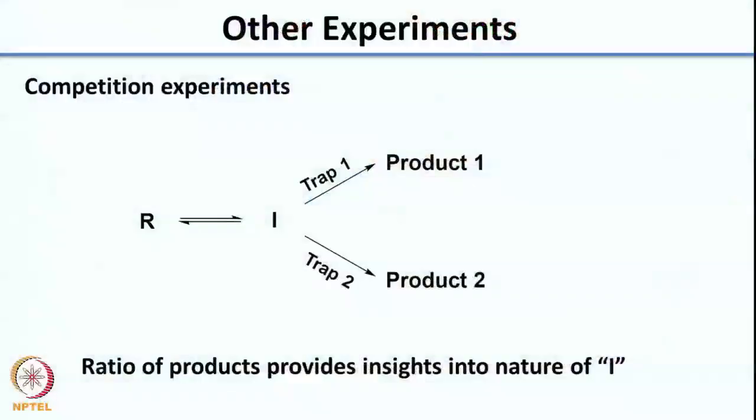Now, there are other experiments that one can do to gain insight into the nature of the intermediate. One such experiment is the competition experiment. The competition experiment is a slight extension of what we have studied so far with trapping reagents. Just as the name suggests, competition means you have something competing with the other. In this case, you have a reactant which forms the intermediate, and you add two traps. So now you have a competition between trap 1 and trap 2 to form two products. Depending on the ratio of product 1 and product 2, you can gain insights into the nature of I. The same concept as the trapping experiment we saw earlier is used here, except you are putting two traps so that they can compete with each other.